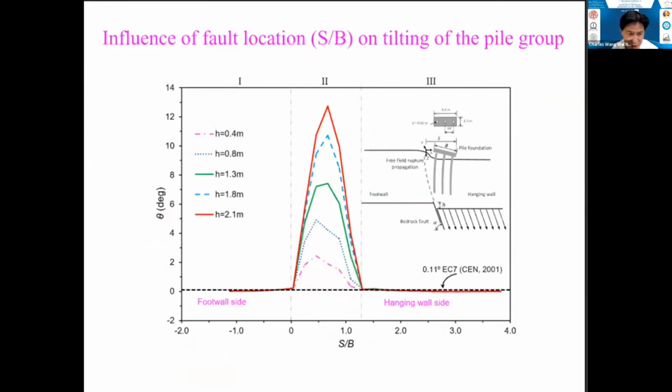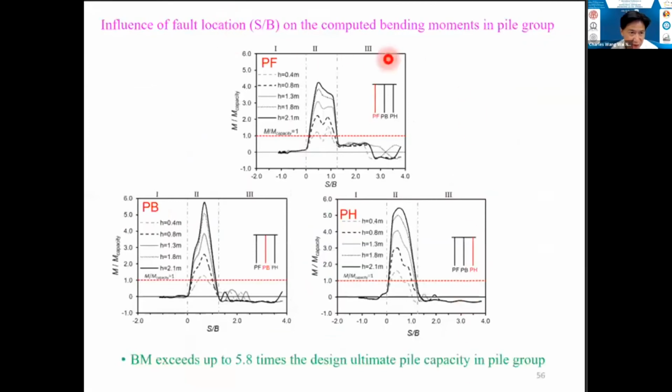So I will not go through that in detail. Now, for the bending moment, again, it's very clear. This is for the PF pile, PB pile, and PH pile. If your pile group is within zone 2, the bending moment can exceed about 6 times the design ultimate capacity of the individual pile. So definitely designers should pay much attention if your pile is within zone 2.